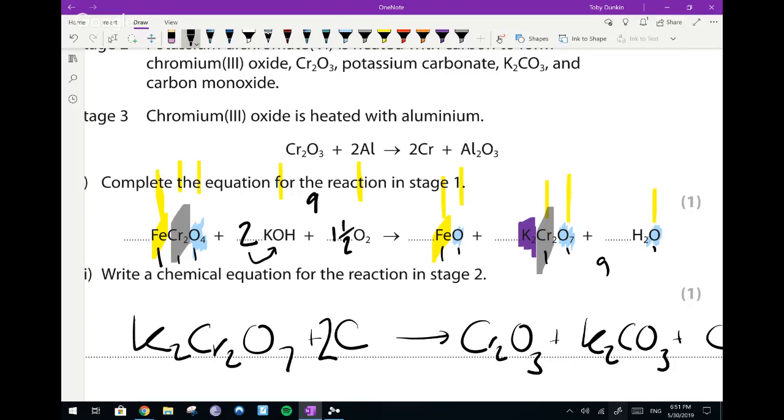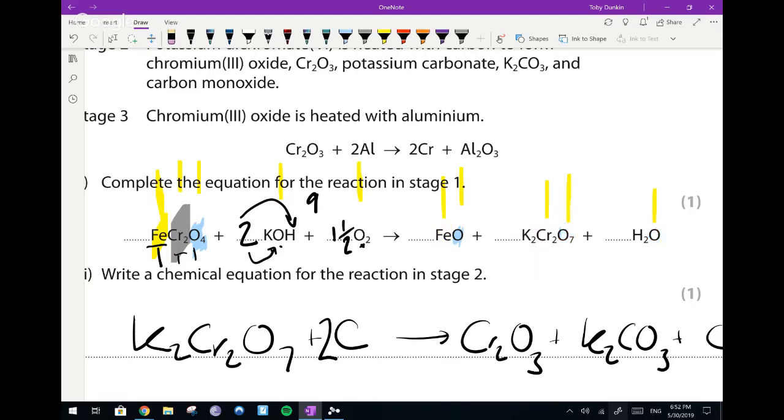Let's check everything. 1 iron, 1 iron. 2 chromiums, 2 chromiums. Oxygens, 4, 5, 6, 7, 8, 9. 1.5 times 2. Oxygens, 9. Right, next one, potassiums, 2. Hydrogens, 2. Hydrogens, I'm done.